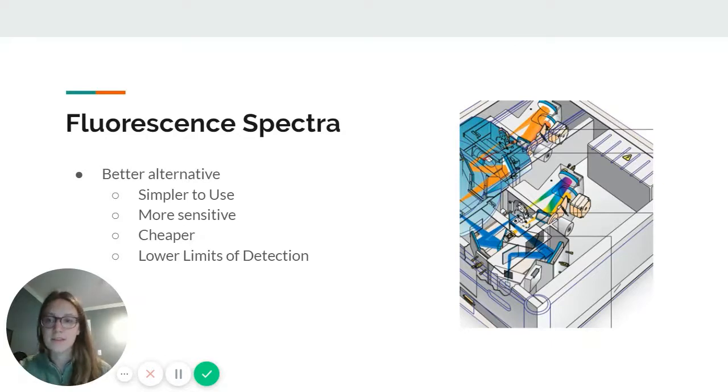Lauren and Joseph are going to go more into detail about the specific instrument used in the article and the results from the experiment.